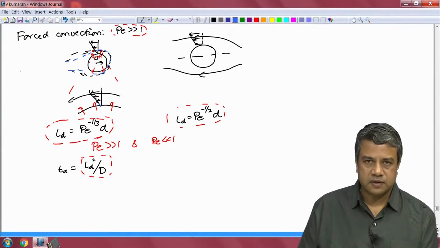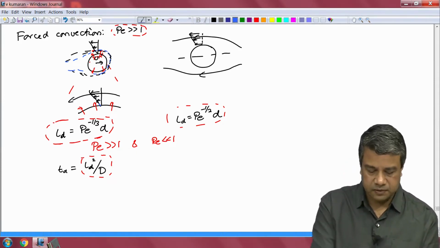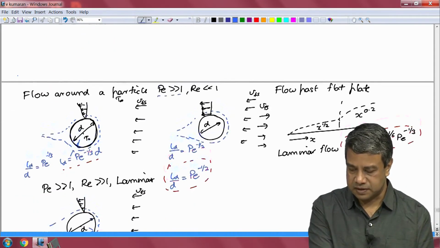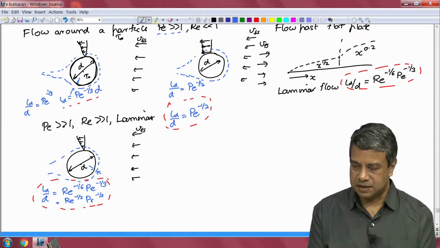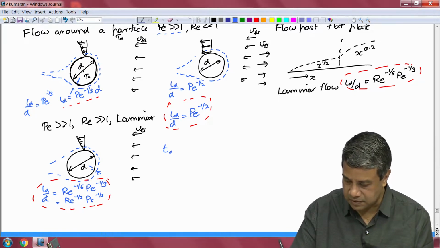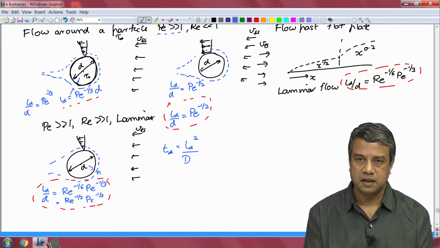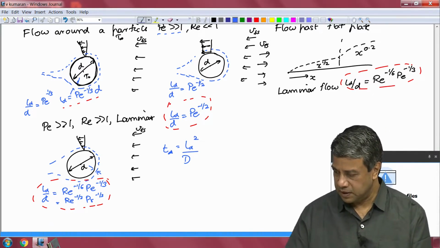We had done that for forced convection as well, and I had summarized for you the characteristic length scales at high Peclet number for forced convection. And you can use the characteristic length scale; the characteristic time scale in all of these will go as the length scale squared divided by the diffusion coefficient, which whether it is D for mass diffusion or alpha for thermal diffusion.